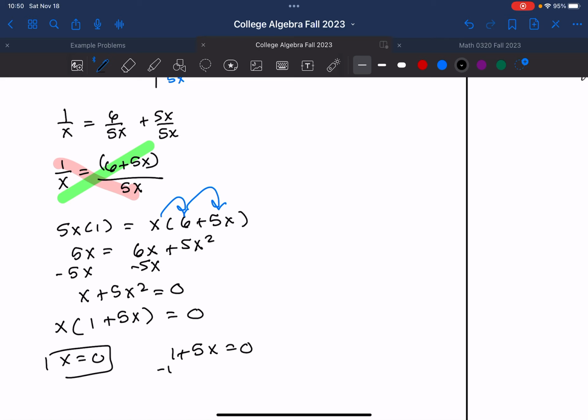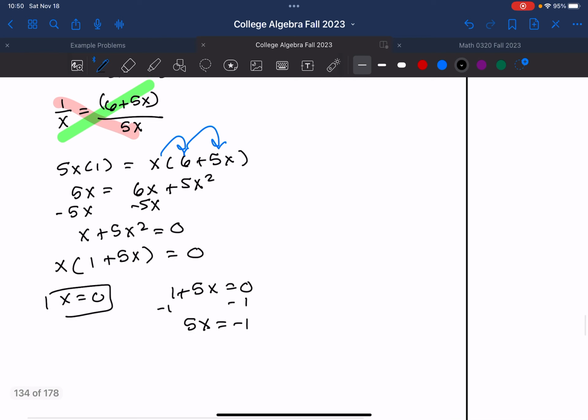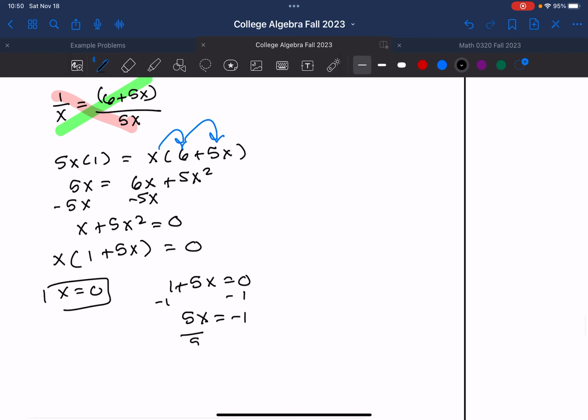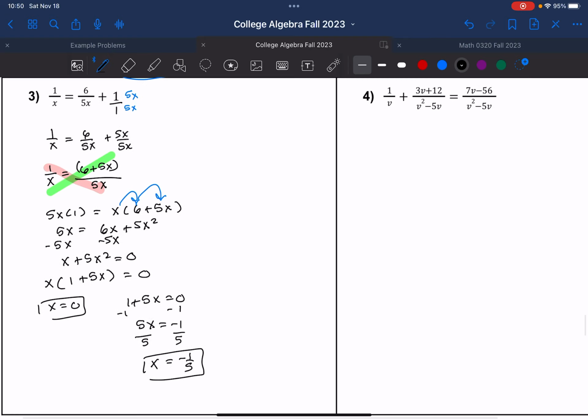And then solve. My one answer, I got x is equal to 0. And in the next one, I got x is equal to negative 1/5. Okay, so now let's just go back and let's do a mental check.